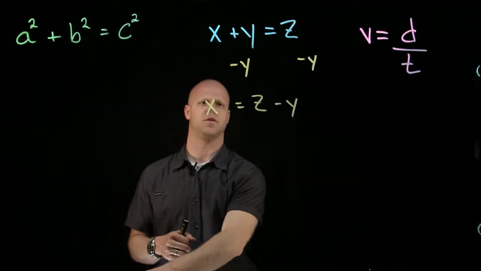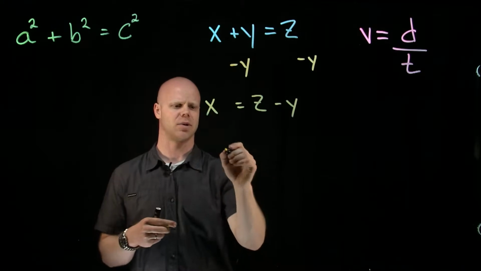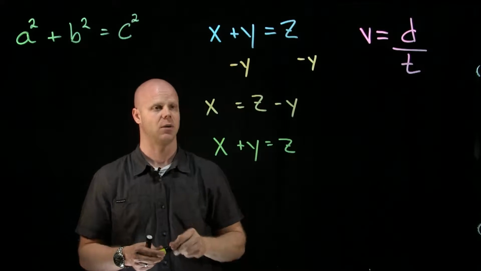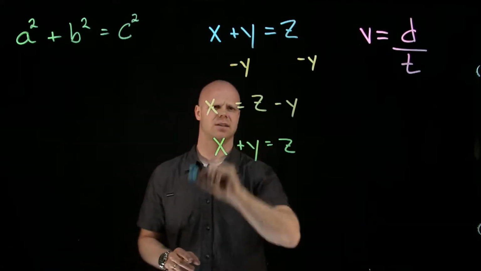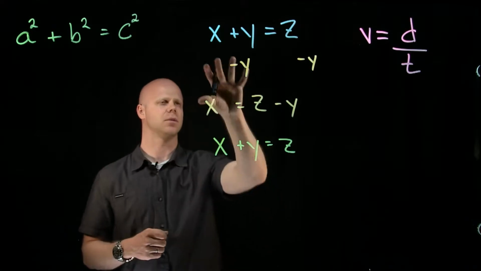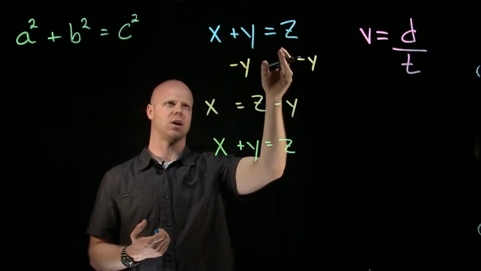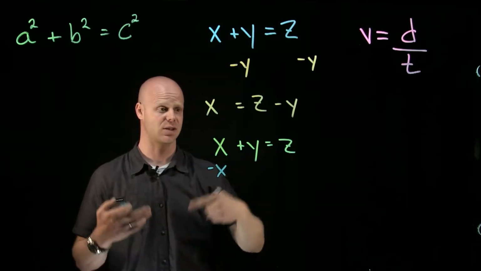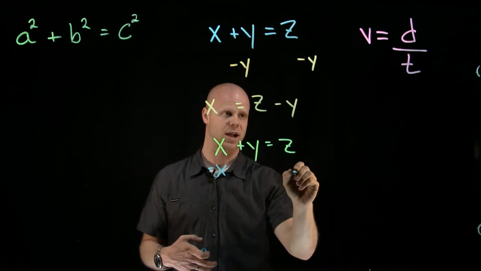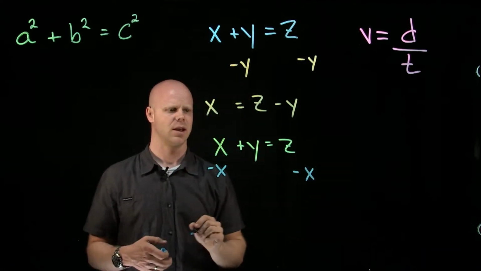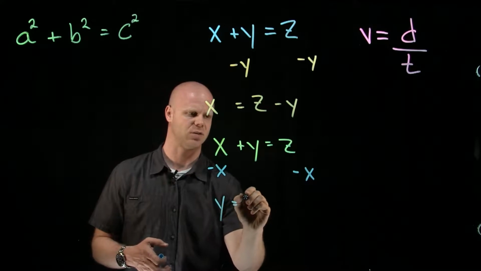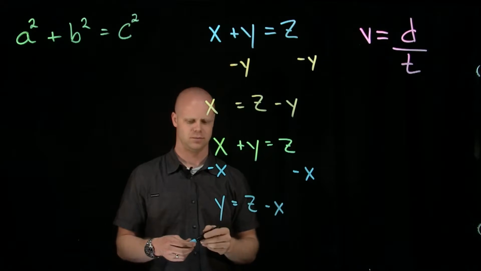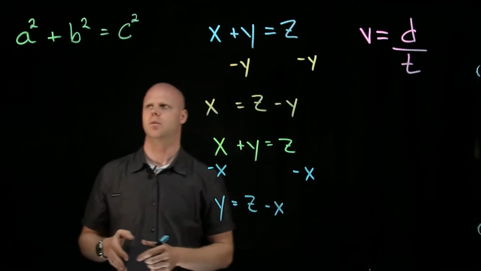If I wanted to solve for, we go back up to the top, I'll rewrite this, x plus y equals z. If I wanted to transpose for, we just solved for x, let's solve for y this time. It's no different. X is being added to y. So if I subtract x from this side, what I do to one side, I'll have to do to the other. So then I'm going to subtract x from here. And I end up with y is equal to z minus x. So we follow that same principle with that.